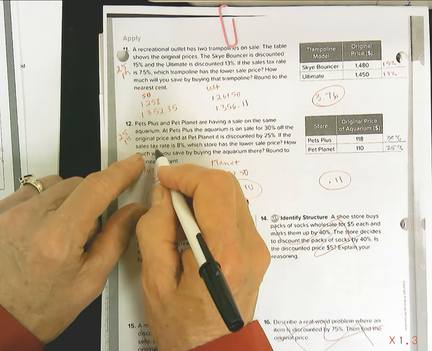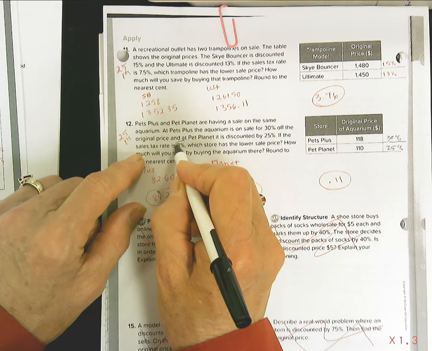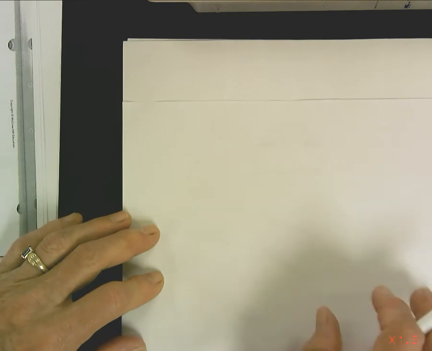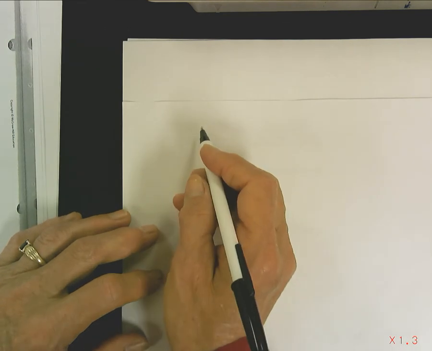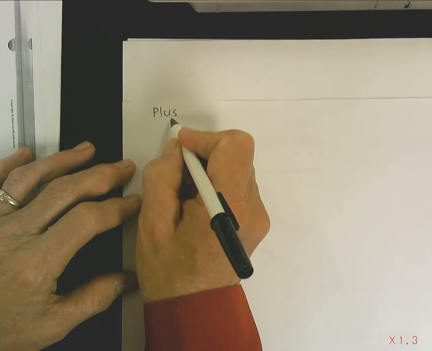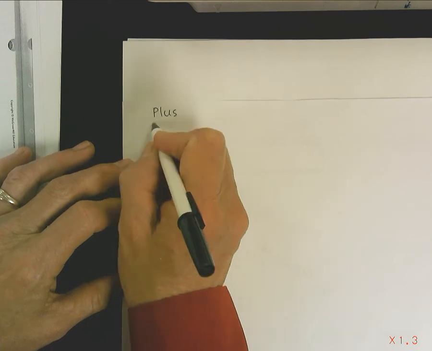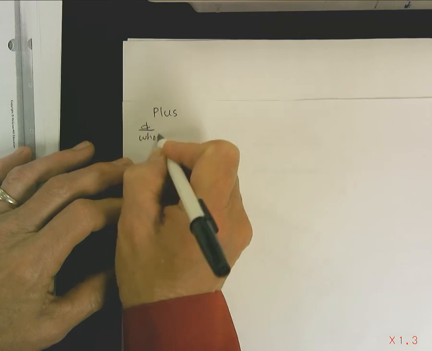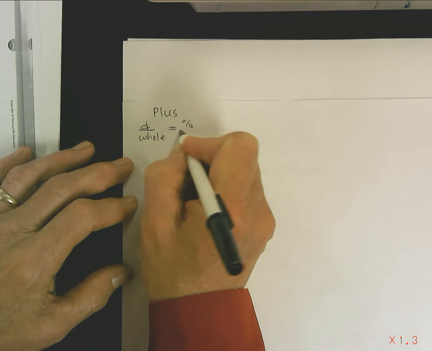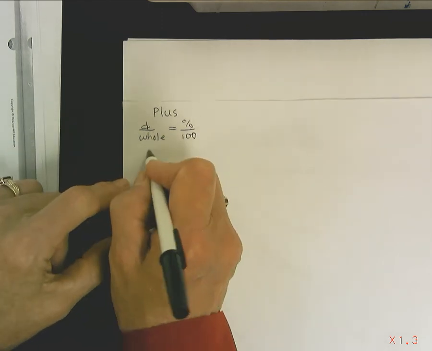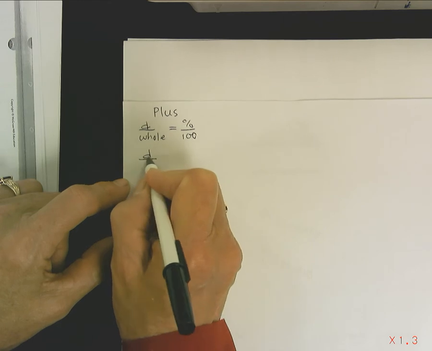Now, this particular county has a sales tax rate of 8%. And so we're doing the exact same thing. We've got to come up with the final price at Pets Plus and the final price at Pet Planet. So let's do the work at Plus. First thing we're going to do is the discount. Discount out of the whole price equals percent out of 100. The discount's what we're trying to figure out, so I'm going to leave that as a variable.